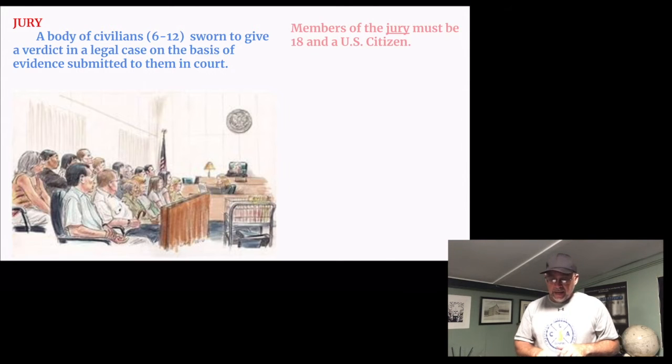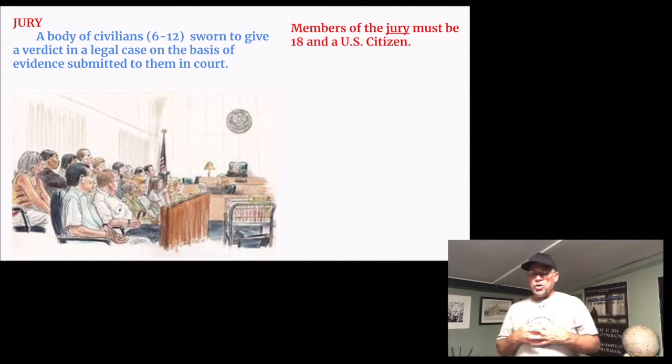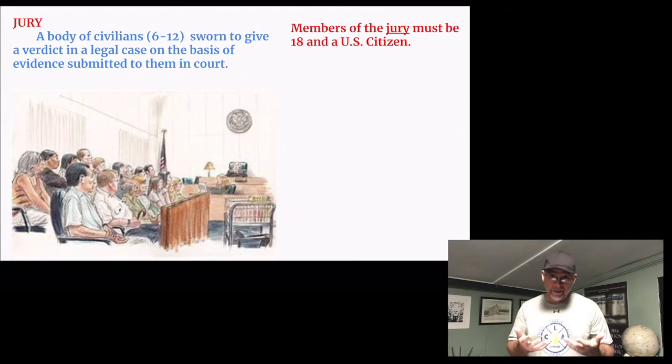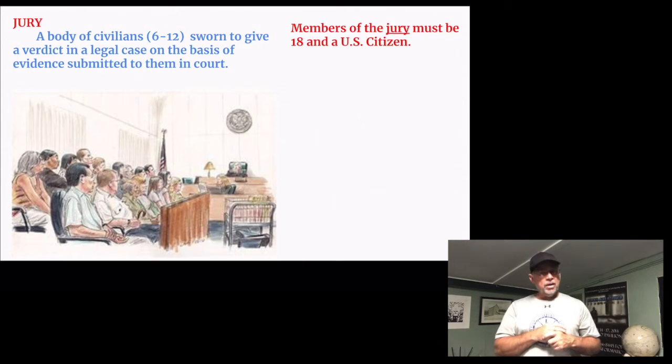All right? And members of the jury must be 18. So those of you that are 18 now could get a summons or could get an official notice that you are to serve jury duty. How do they know about you? Well, also you have to be a U.S. citizen.